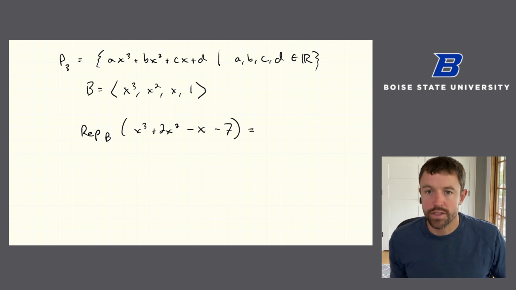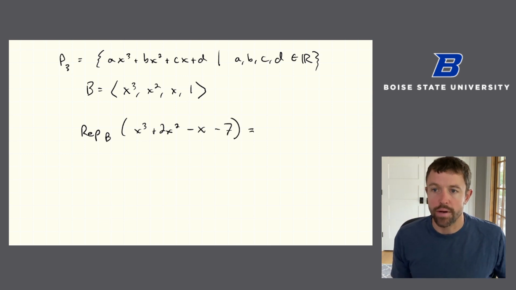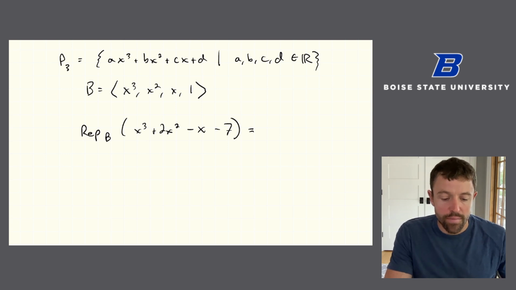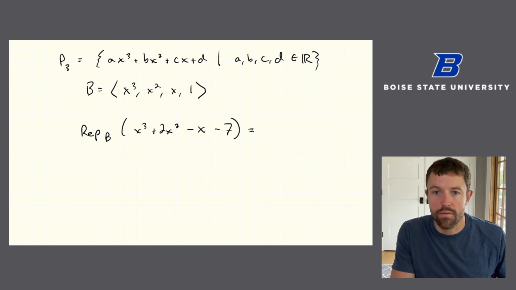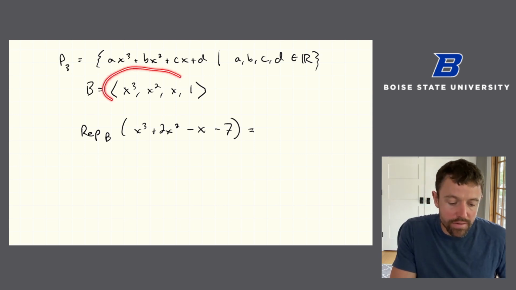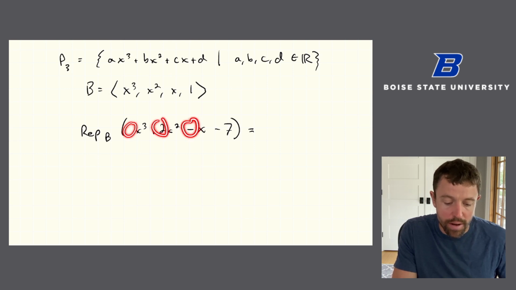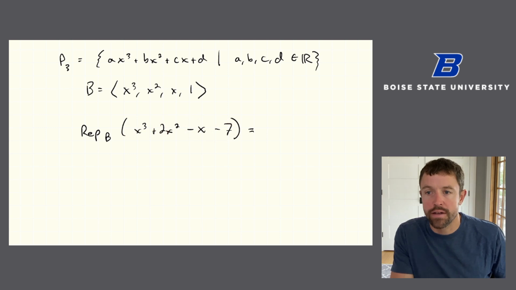as long as I understand what this means, I can just do it. Representing a vector in terms of a basis is asking, what are the coefficients when I write this vector in terms of that basis? Write those coefficients down as a vector. And here, because of the choice of basis, the coefficients are just 1, 2, -1, and -7.